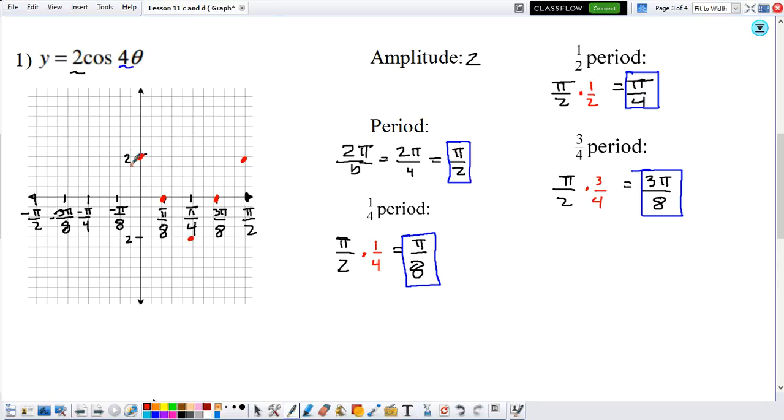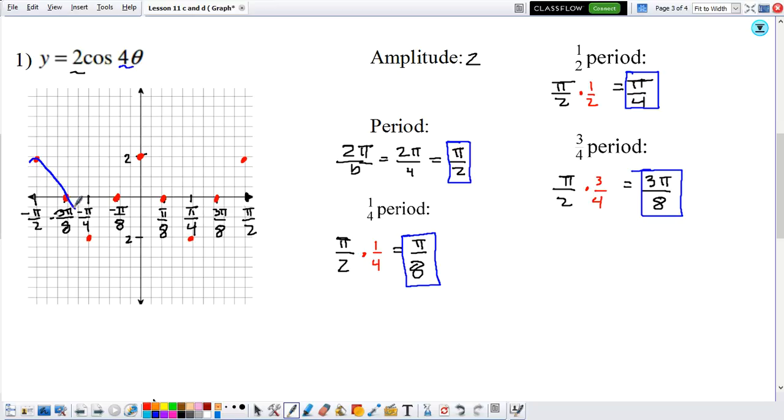If you start at the origin, your next point has to pass through the x-axis. The next point is your min. The next point, x-axis again. The next point, it's a max. We got those points. So now what we have to do here is graph.